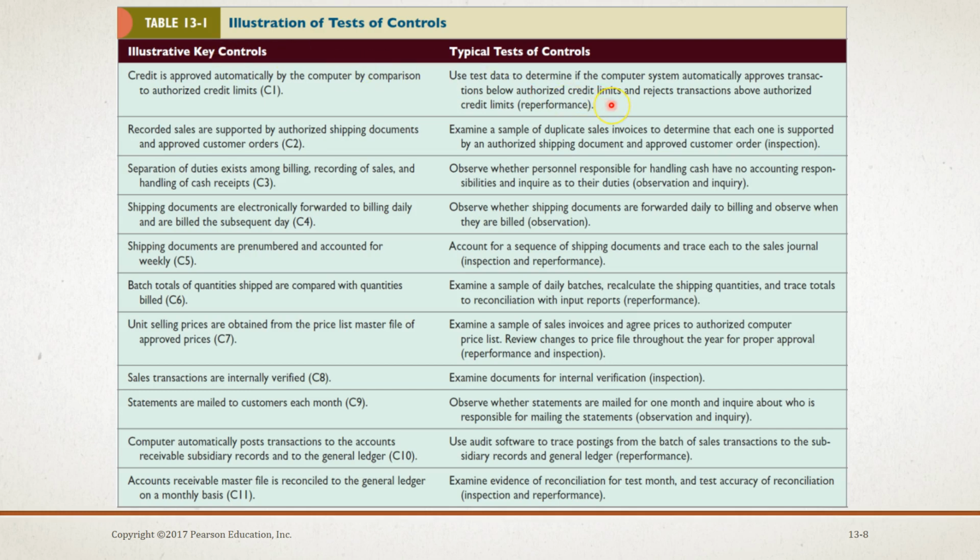So a test of control that we can do here would be use test data to determine if the computer system automatically approves transactions below an authorized credit limit and rejects transactions above the authorized credit limit. Kind of put some test data that we know could be wrong and see how the computer responds to it. Another one, sales transactions are internally verified. Let's examine documents for internal verification.